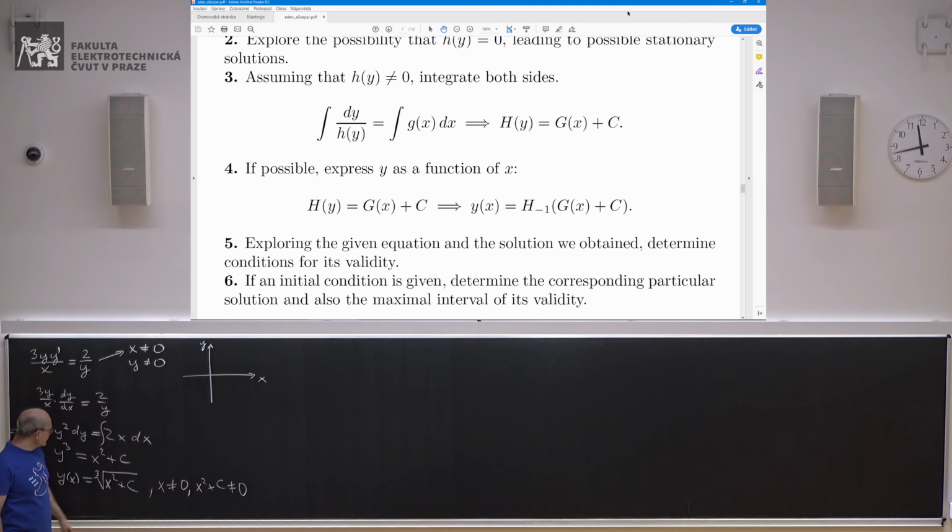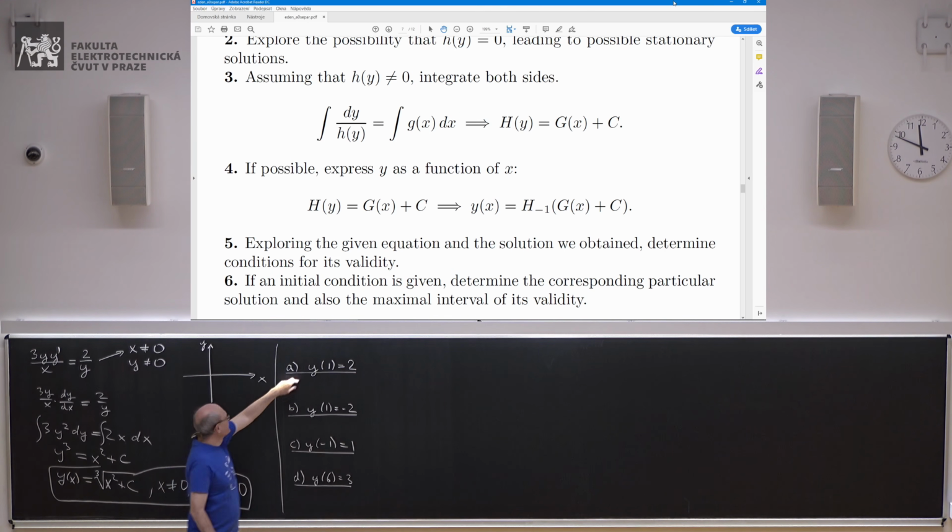Can I connect them somehow reasonably? And the answer is no. No, these cannot be connected. Okay, is there anything else? Cubic root exists everywhere. Square power everywhere. No problem here, no problem here, no problem here. I didn't divide by y, so no stationary solution. Yeah, that's it. Here is my general solution. Was it simple? Definitely. Let's have some fun with initial conditions.